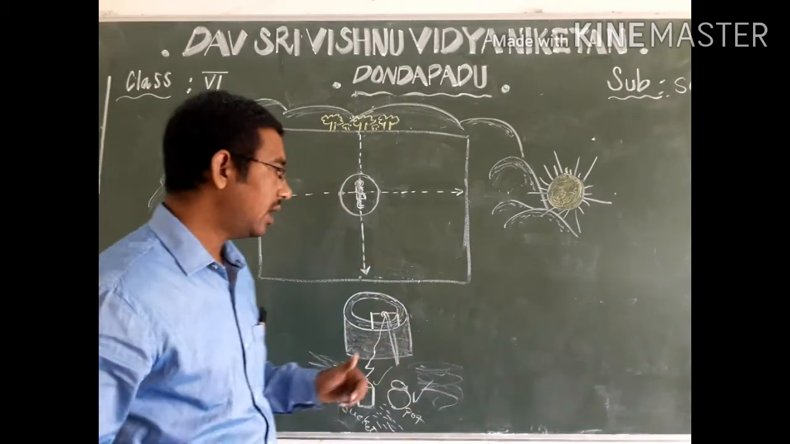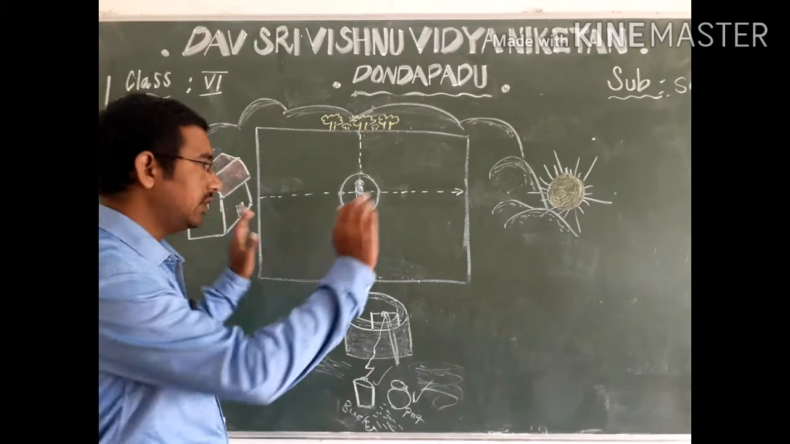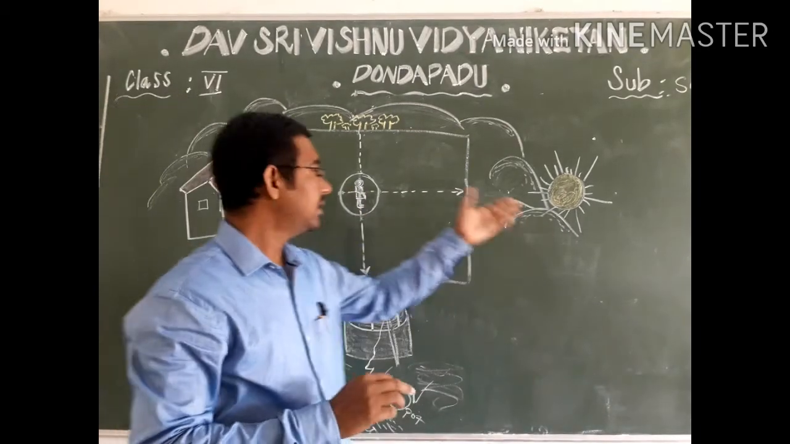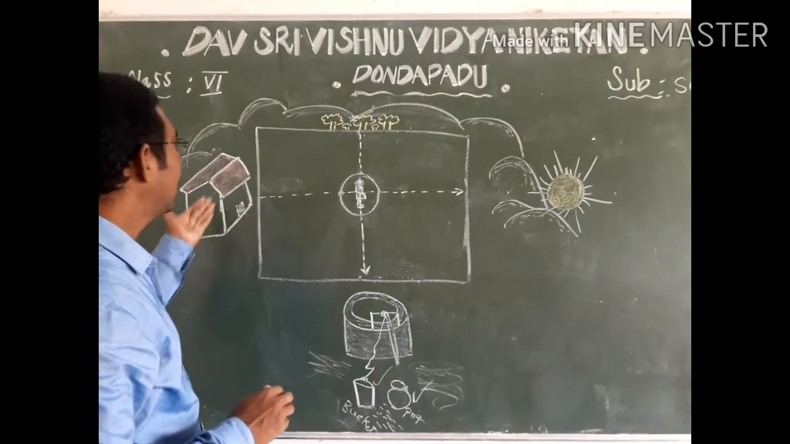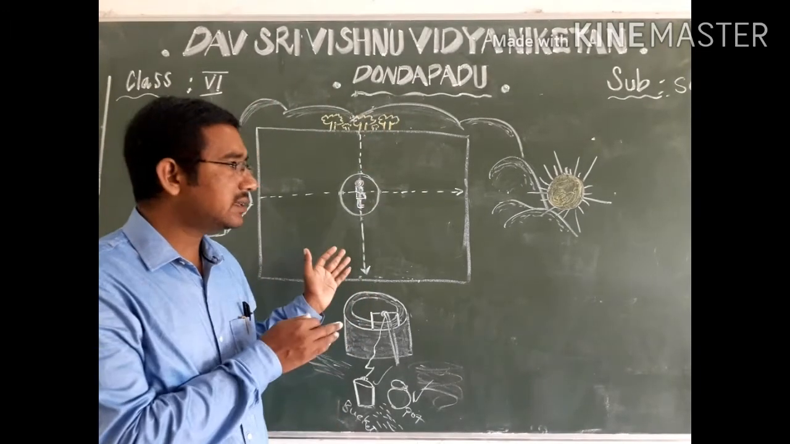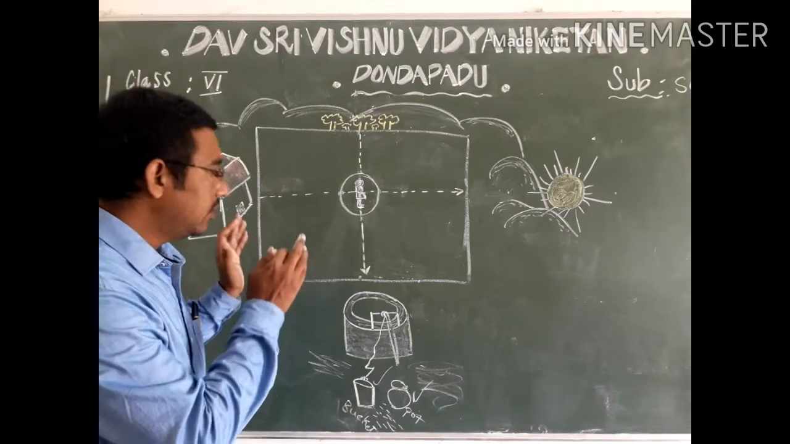Today we are going to discuss about this picture. So this picture shows us sun, well, house, trees, hills. Can you guess what this picture is showing?